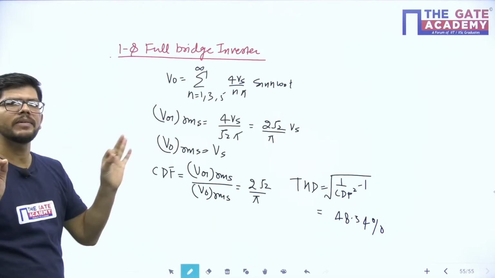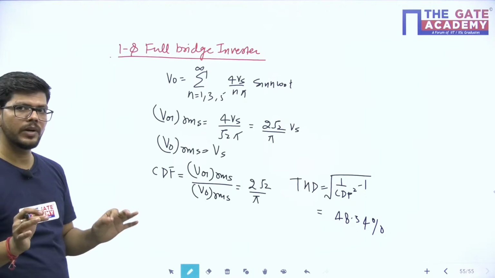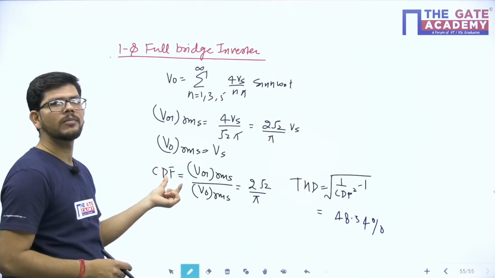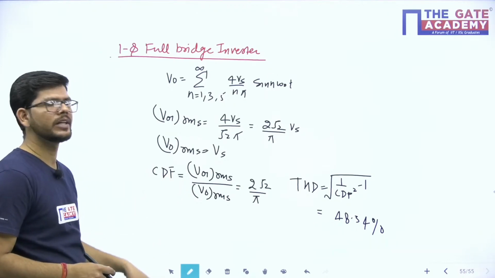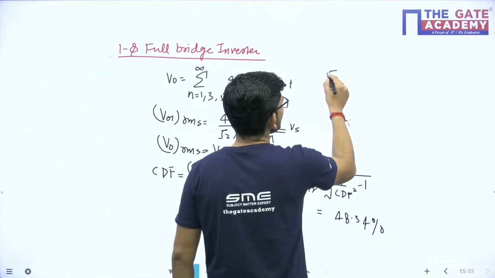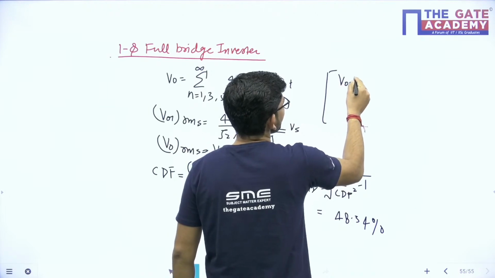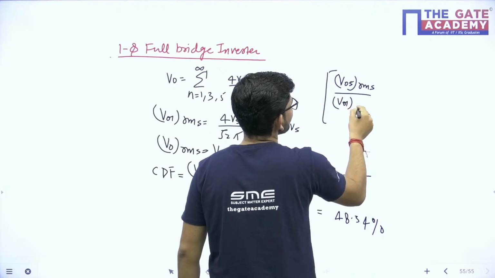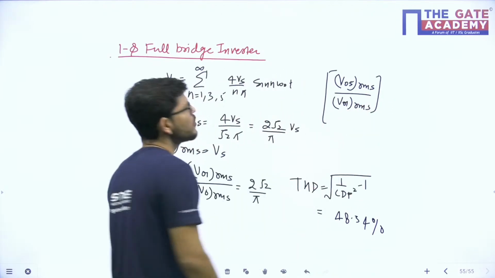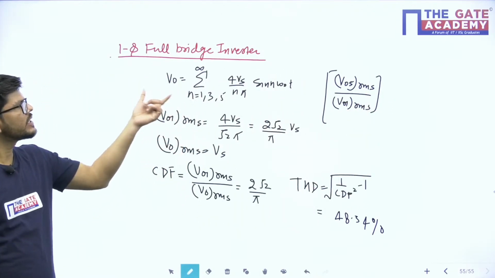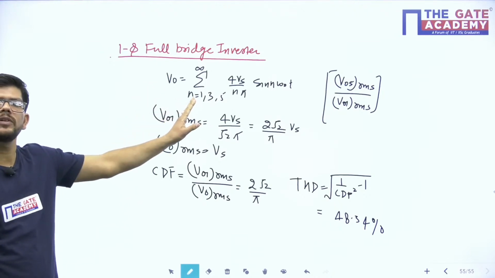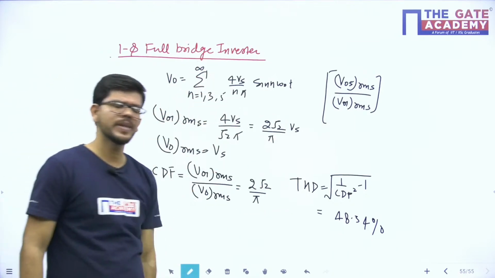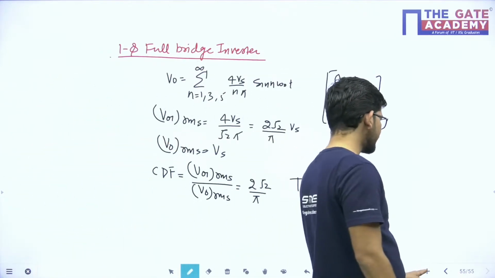Several times I have seen problems in the exam where they ask for the ratio of the fifth harmonic component to the fundamental component. That means they are asking you to calculate V naught fifth RMS upon V naught fundamental RMS. For that you just have to know the Fourier series representation, and then you will be able to calculate the ratio of whatever component is being asked. Is that clear? Give me a reply if it is clear.